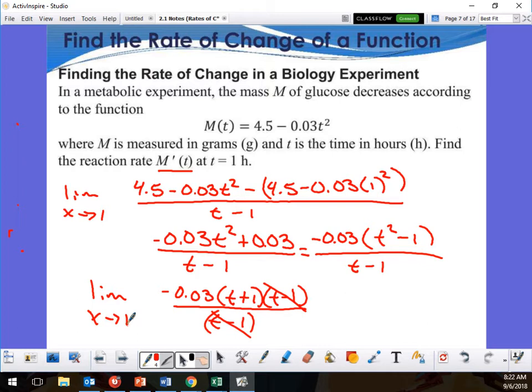Okay. So now as I do that, as x approaches 1, this gives me what? Minus 0. This is 2, right? This is 2 in here, 2 times this. So it's going to be negative 0.06. That is going to be my slope when t is 1.